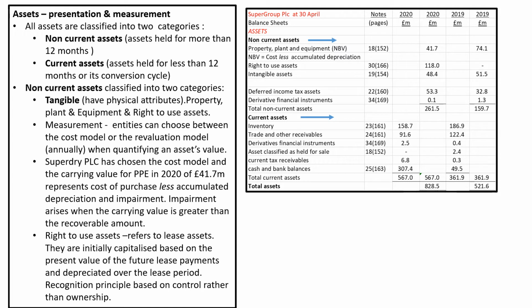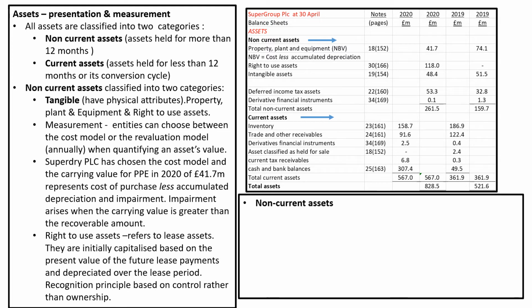Right-to-use asset refers to leased assets. These are initially capitalized based on the present value of the future lease payments and depreciated over the lease period. Recognition principle is based on control rather than ownership. Non-current assets.